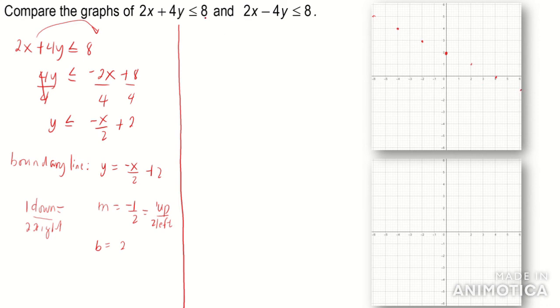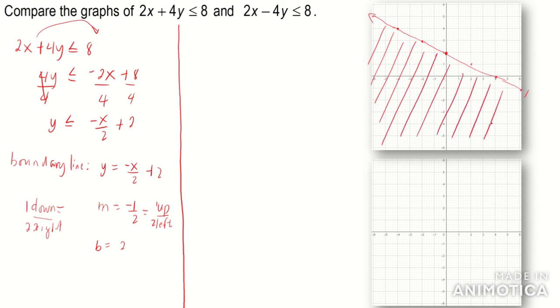Since we have here less than or equal to, we have a solid line because of the equality involved in the inequality. Since this is less than, the shaded region must be found on the lower part of the boundary line. Okay, this is now the graph of 2x plus 4y is less than or equal to 8.